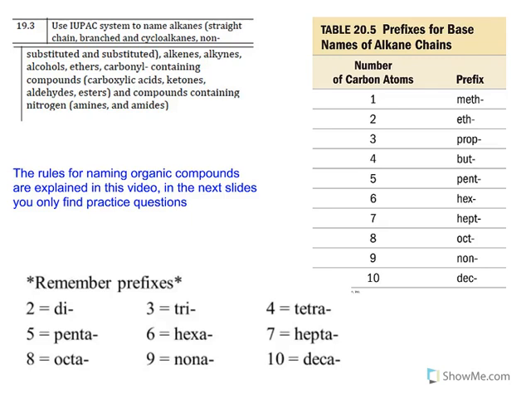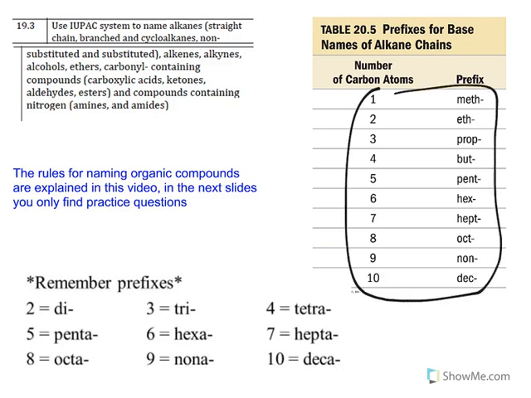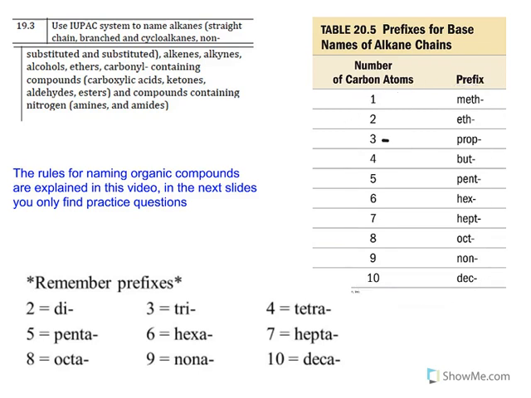This video tutorial will explain the basic rules of naming alkanes, the first one in the family of hydrocarbons. As you can see over here, this table, we should memorize it. So if I'm naming an alkane made up of, let's say, 3 carbons, I will name it as propane. I will end it with -ane.